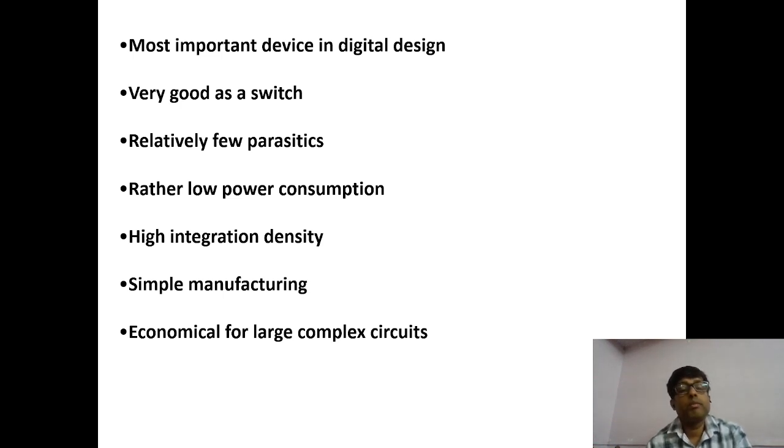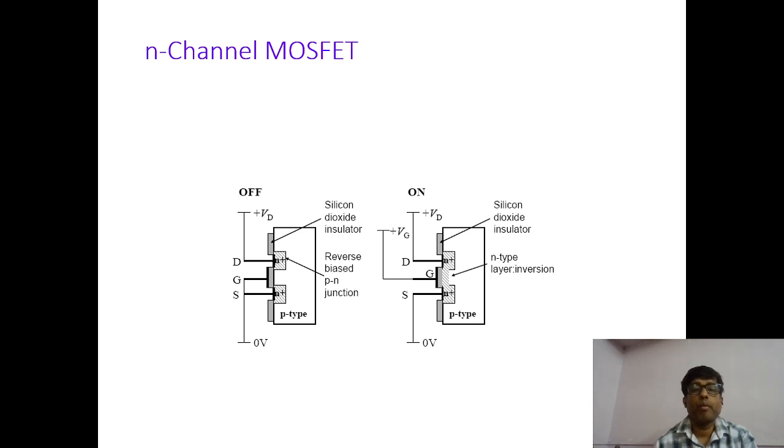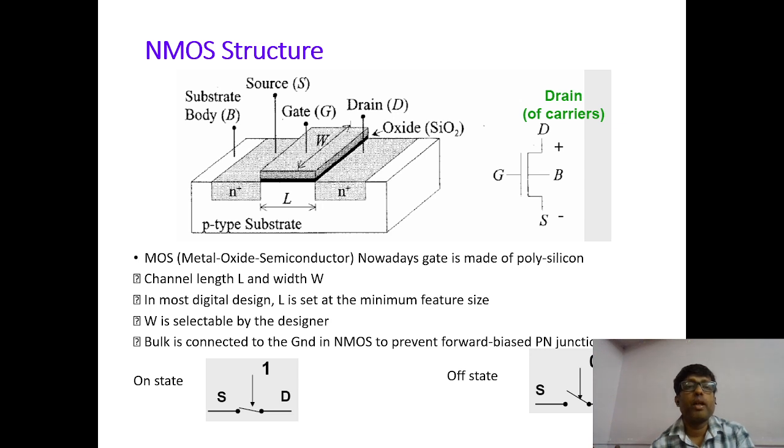And this is a very simple manufacturing method, and it is also stable and economical for large complex circuits. Okay, so another structure is also given for the N-channel MOSFETs. This is both enhancement and depletion, as we have given. And this is the 3D diagram you can observe.